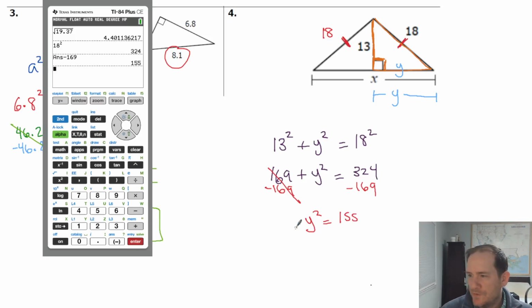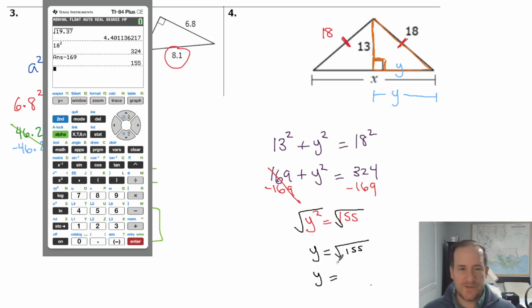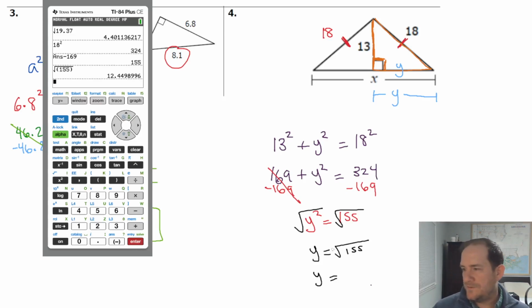Now you can take the square root of both sides. And again, you can give your answer as root 155 if you want to. Or you can actually just do that square root out and see what you get. So I'm going to do that, I guess. So second, square root of 155, sure, is giving me 12.45.